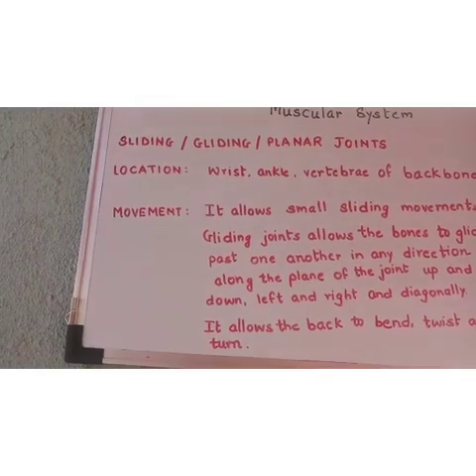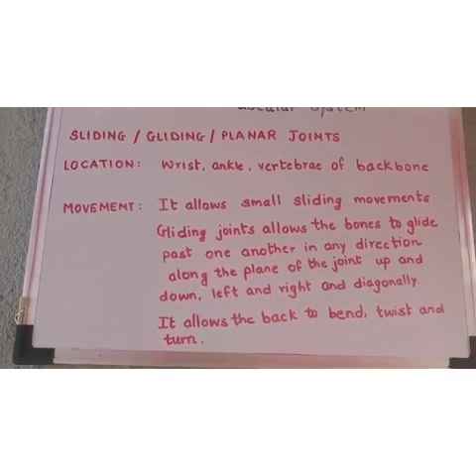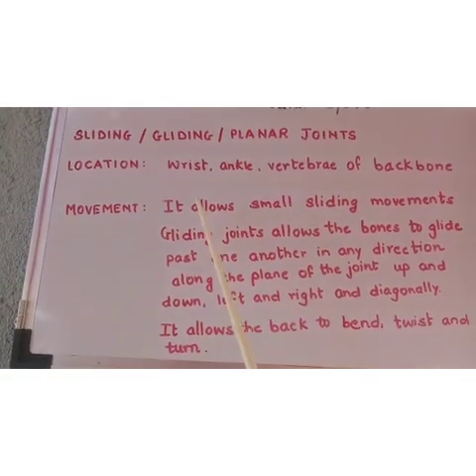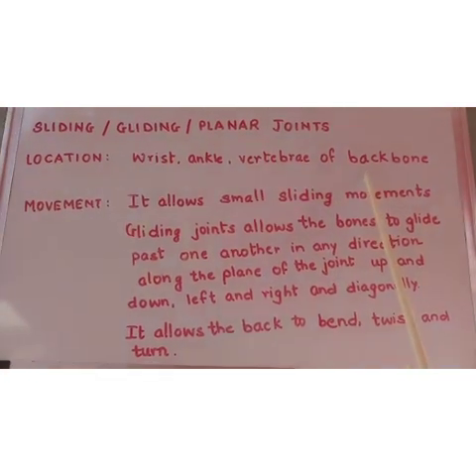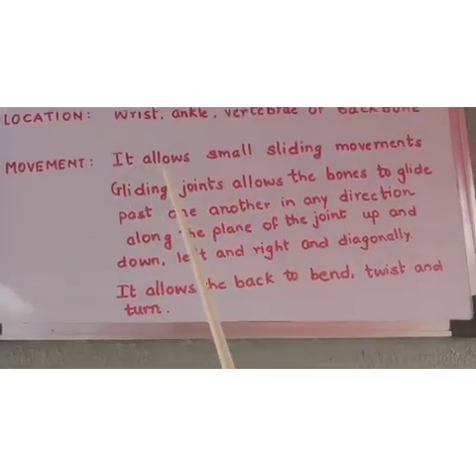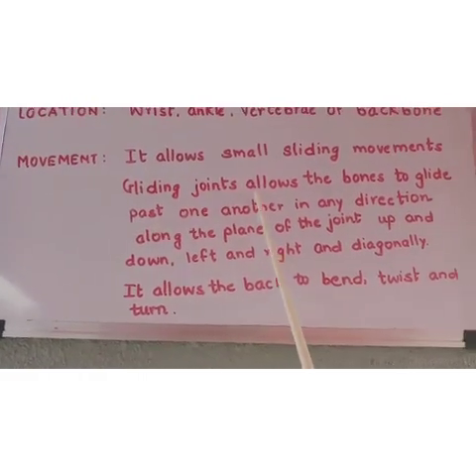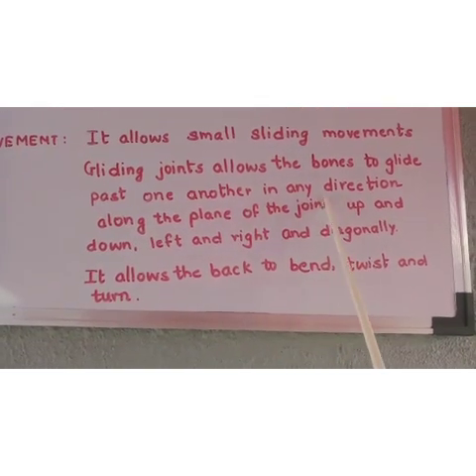Okay kids, let's start with the third type of joint, that is the sliding joint. It is also called a gliding or planar joint. It is located in the wrist, ankle, and vertebrae of the backbone. Movement: it allows small sliding movements. Gliding joints allow the bones to glide past one another in any direction.